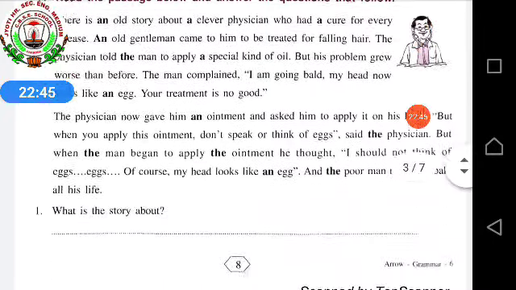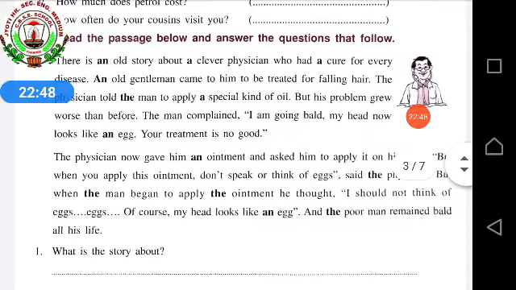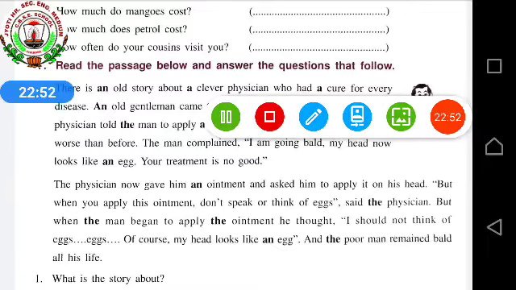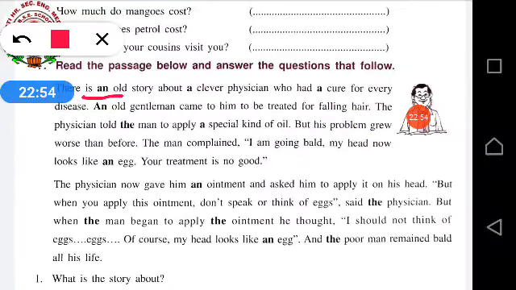Now we'll see the questions. What is the story about? You can get the answer over here. The story is about a clever physician who had a cure for every disease. See, very simply you got the answer, isn't it?